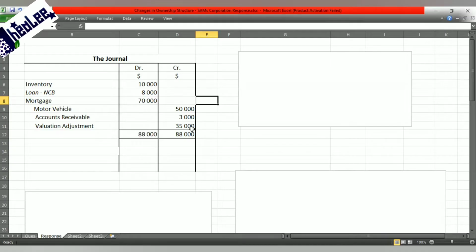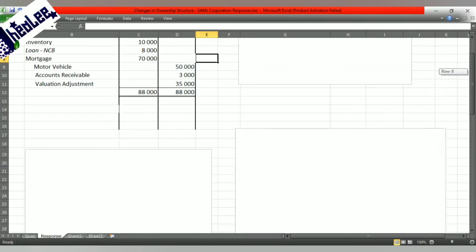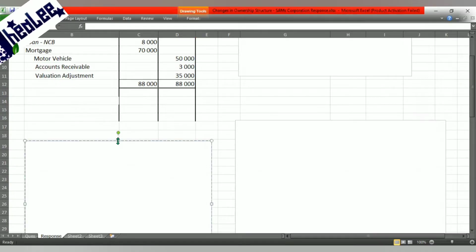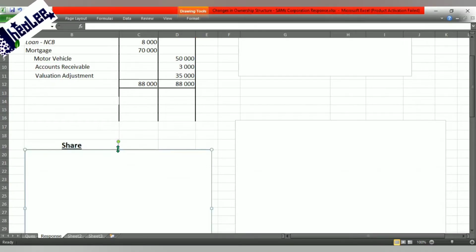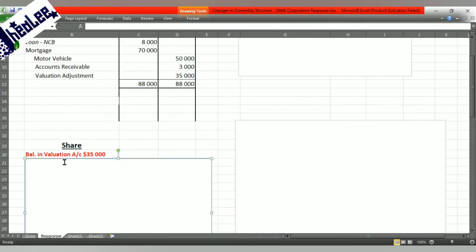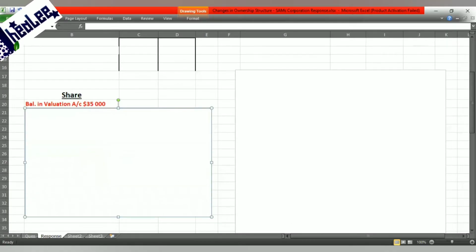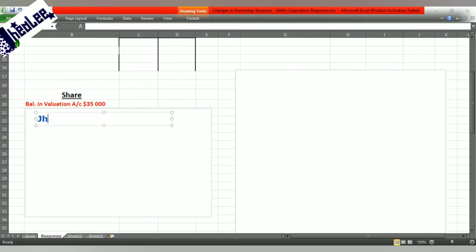What are we going to do with this 35,000? That 35,000 is shared between the partners. So we have a value of 35,000 coming from the valuation adjustment account, and we're going to share this among the three partners. And remember, their profit sharing ratio is 5 to 3 to 2 respectively. So let us go ahead and share that 35,000. We're going to start with J.